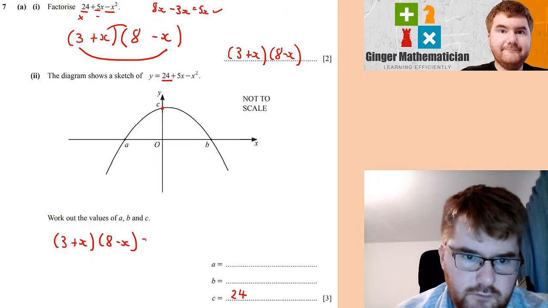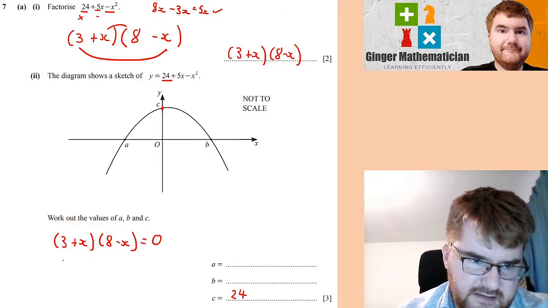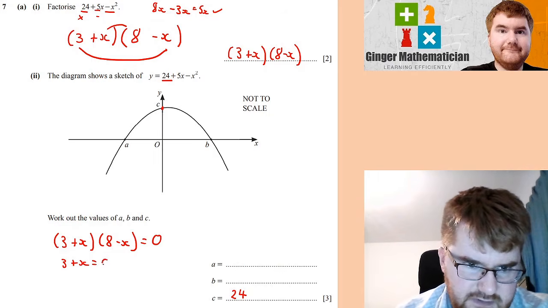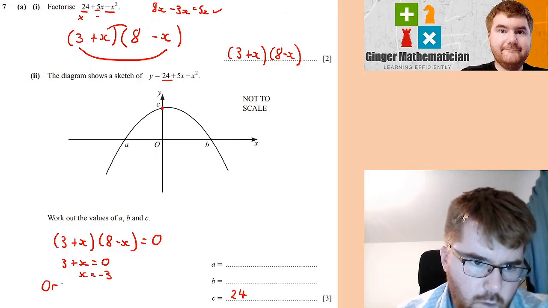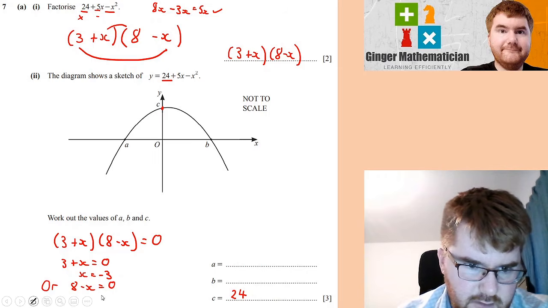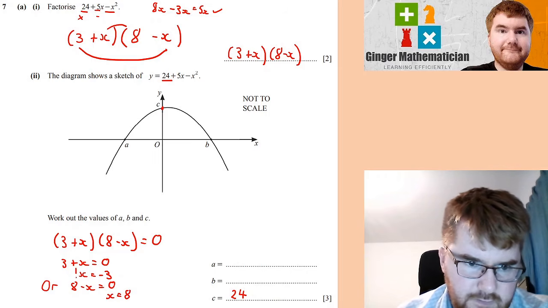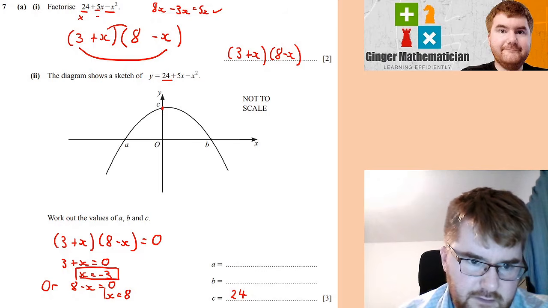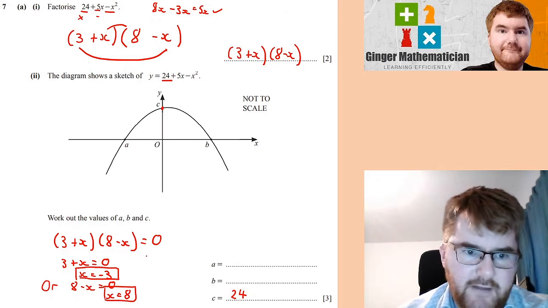And then the roots of the equation, well, we take what we just did and set it equal to 0. So that means then that 3 plus x is equal to 0. X is minus 3. Or 8 minus x is equal to 0. So x is equal to 8. So those are my 2 values of x.